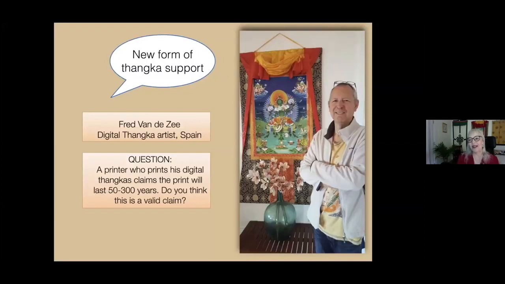Okay, new thangka supports. Well, it will last as long as how you treat it. 300 years is if you put it in a drawer in the dark in perfect conditions. 50 years is if baby Theo splatters his baby food on it, or if your cat scratches it, or if you have it in bright light.